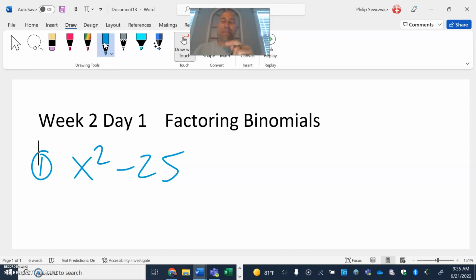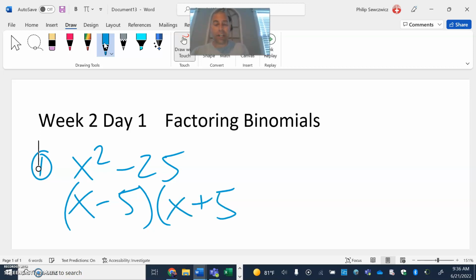Now, the things we want to watch for is, first of all, there is a subtraction sign, and there needs to be a subtraction sign here. Because every time we factor a binomial, the only way we can do it is if we've got a perfect square, and we do with our 25: x minus 5 and x plus 5.